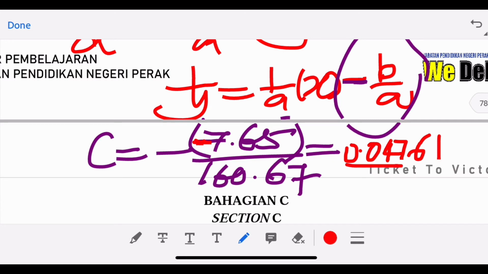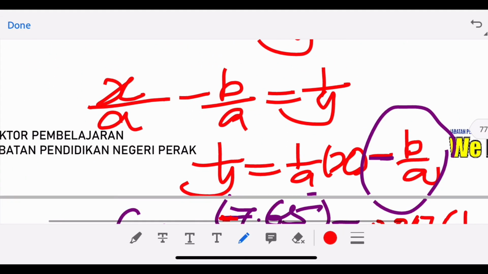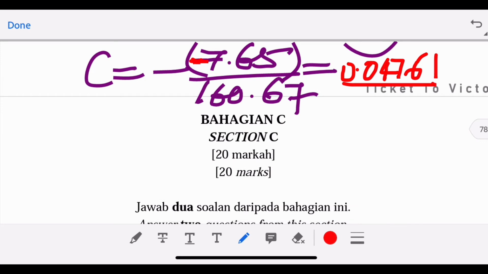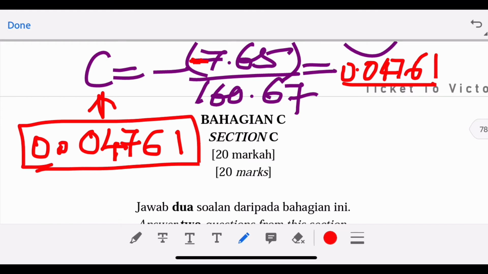0.04761. So this is the y-intercept that is asked by the question. So the y-intercept is c. Your answer may be a little bit different from the one that I used. Okay, we want 4 significant figures. This is based on calculation. We didn't draw the graph. There's another graph, in fact.